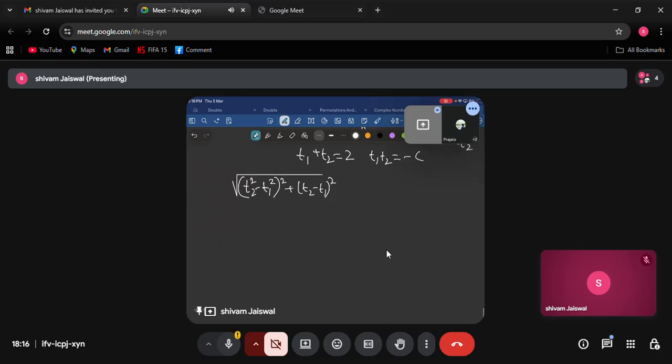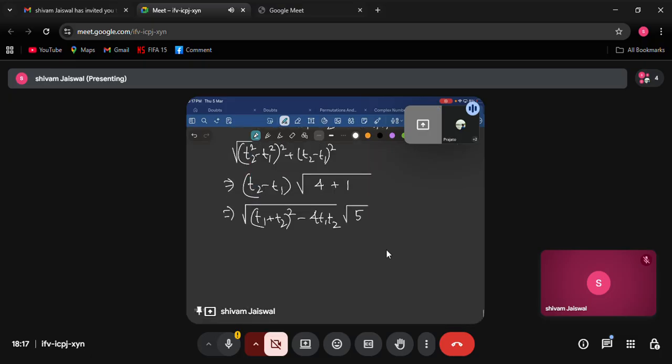And T1 plus T2 is 4, we already know, right? This implies T2 minus T1 will come outside, into root over (T1 plus T2) square, that is 4, right? T1 plus T2 whole square, 4 plus 1, 5, right? And T2 minus T1 I can write as root over (T1 plus T2) whole square minus 4 T1 T2, into root 5, right? So this will give us how much?